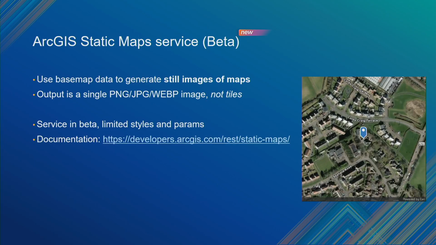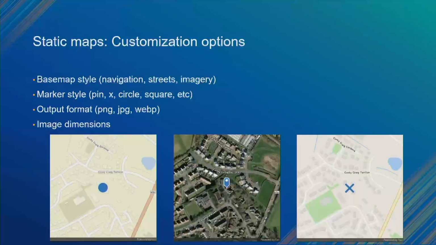This documentation is on our website under static maps. It's still in beta, so it's a little hard to find, but that's the URL. There's a bit of limitation on styles and params. But despite still being in beta, there are a few different basemap styles available for this. So for the images that you create, there's a few different basemaps that you can use. Currently, ArcGIS Navigation, ArcGIS Streets, and ArcGIS Imagery are the supported styles.